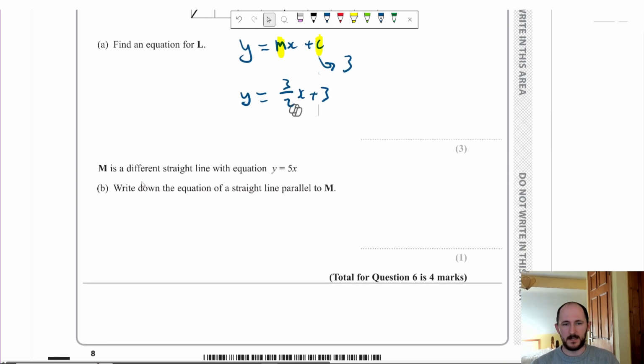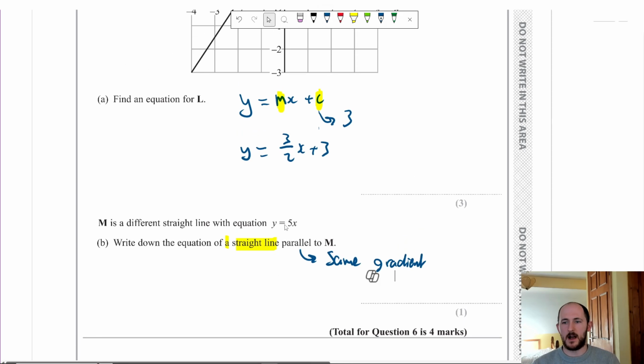However, this is slightly trickier. Well, not trickier, it's easy to make a mistake. M is a different straight line with the equation y equals 5x. Write down the equation of a straight line. So when it says that, it's not a specific line they're talking about. It's any line that is parallel to M. First of all, what does parallel mean? It means it has the same gradient. So that's the number in front of x, which means I know that my equation for a parallel line will also be 5x because they both have a gradient of 5.